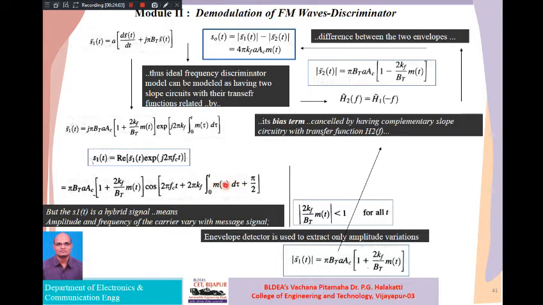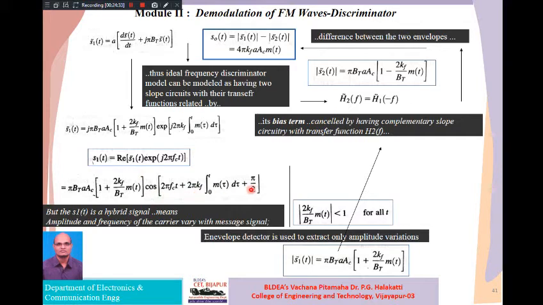So this term only he is going to write here, he has written here. This one is e to the power of j2 pi kf integral of m(tau) d tau. Okay, this is e to the power of j2 pi kf integral of m(tau) d tau. So what he is doing is simply trying to express this exponential factor in terms of the cosine.